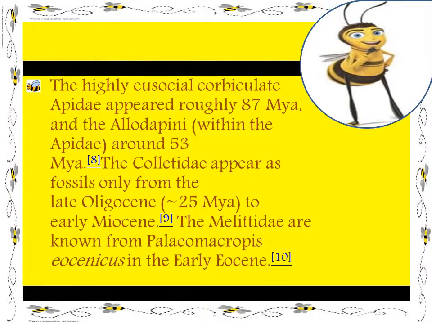The highly social corbiculate Apidae appeared roughly 87 MYA and the Allodapini within the Apidae around 53 MYA. The Colletidae appear as fossils only from the late Oligocene to early Miocene. The Melittidae are known from Palaeomacropis eocenicus in the early Eocene.